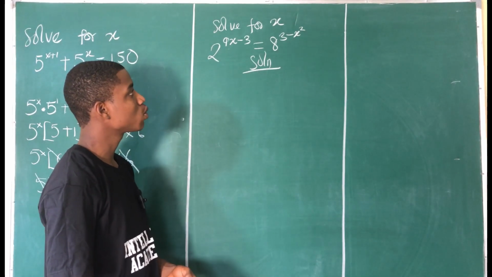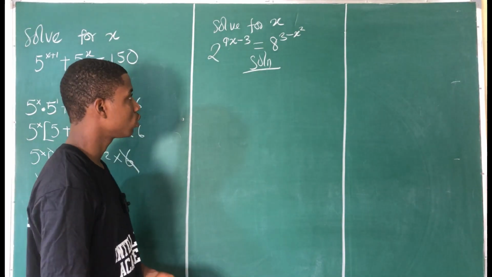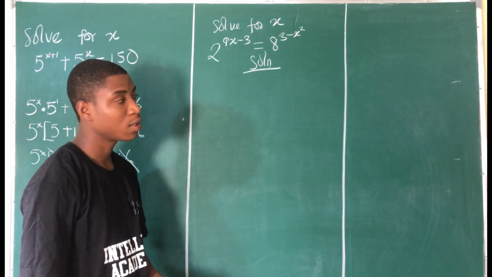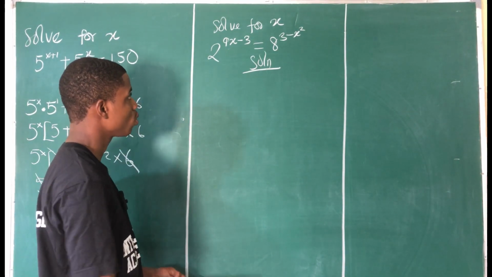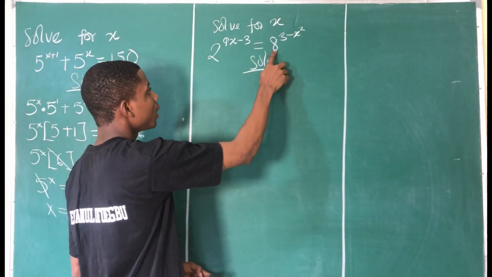But now what do you notice here? This question will lead to a quadratic equation, which means we'll have 2 solutions for the value of x. So how do we solve this? The first concept is what? Break it in terms of 2.